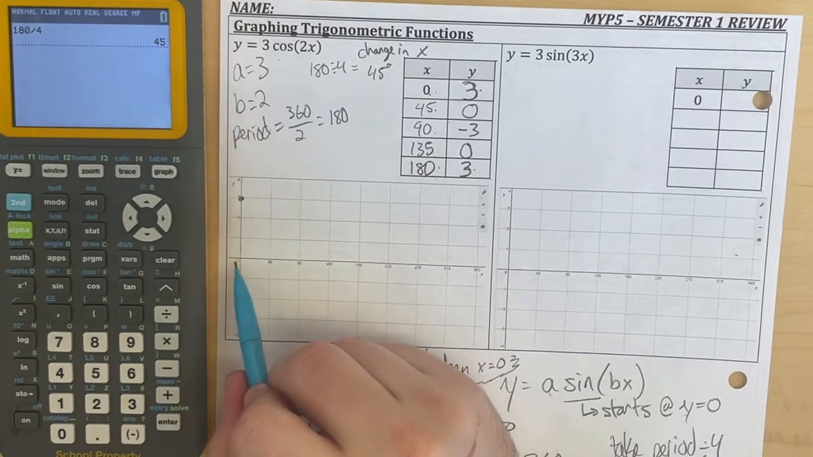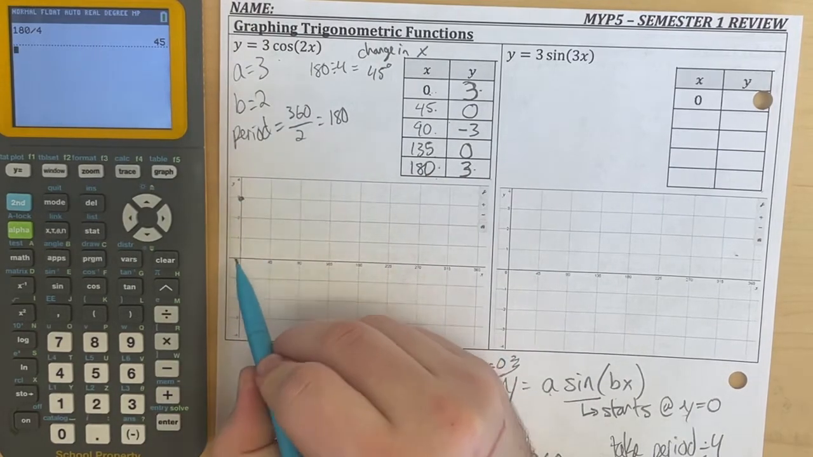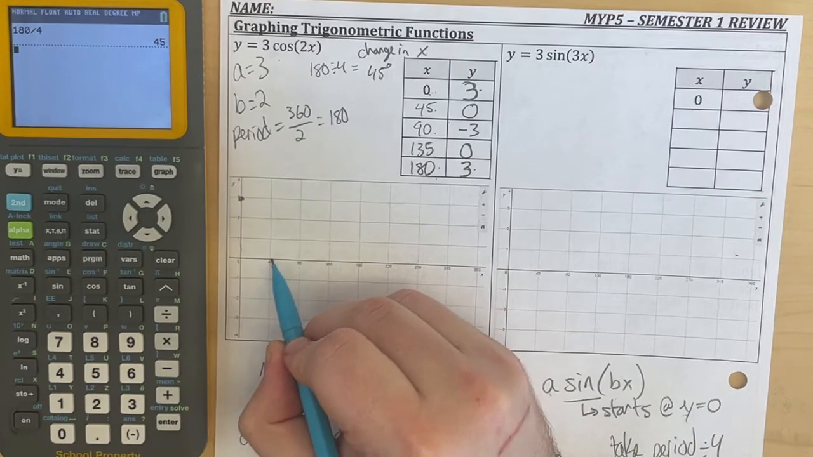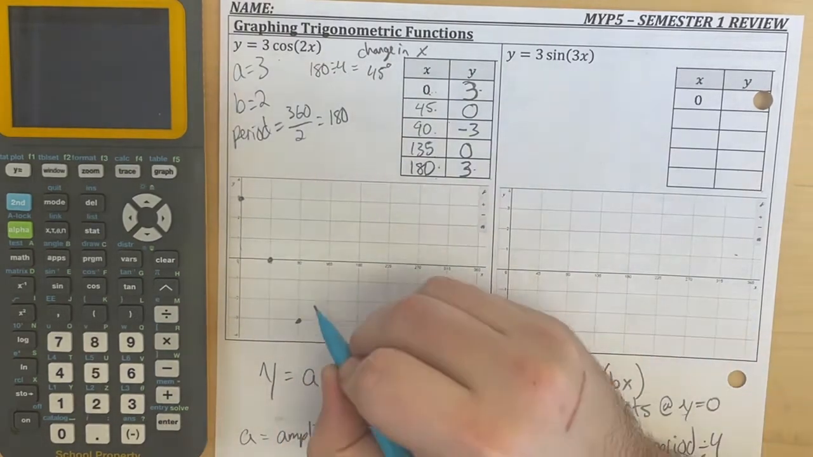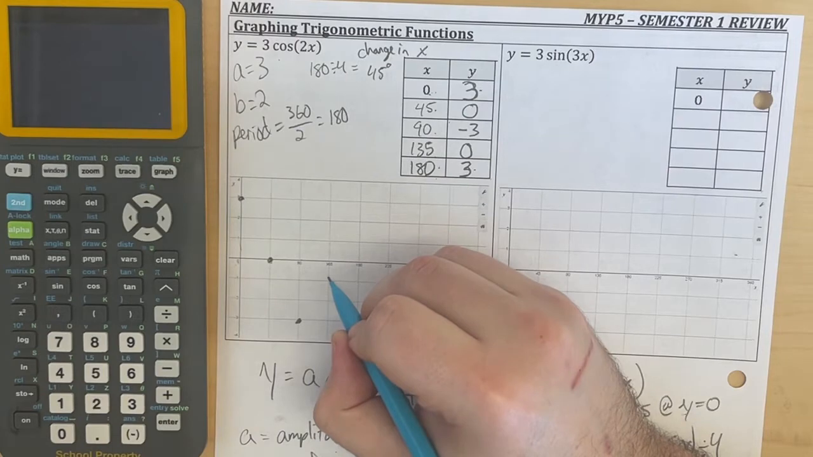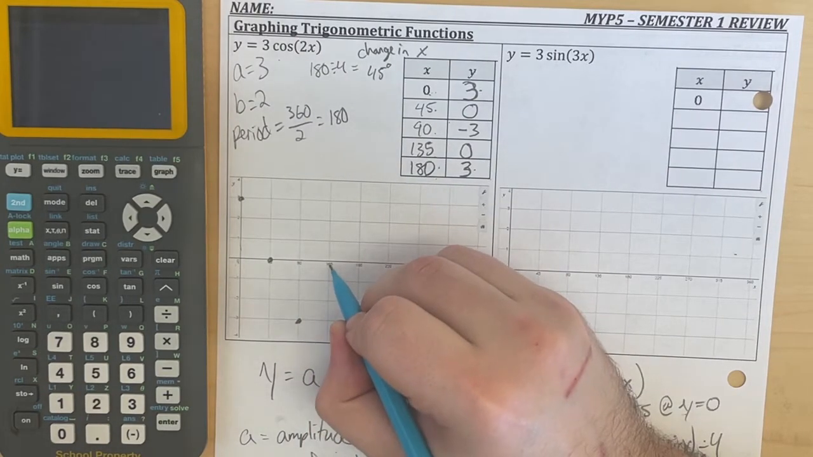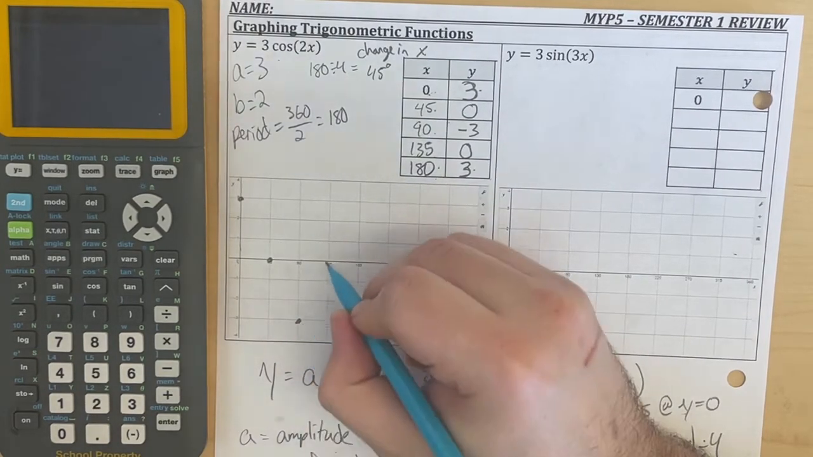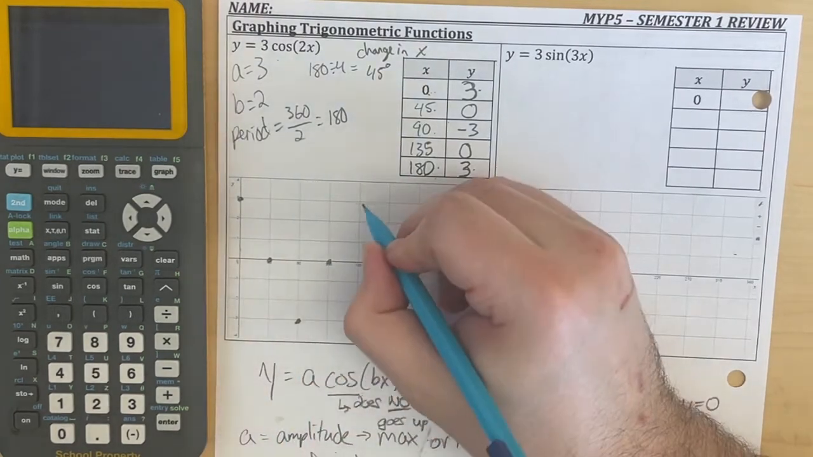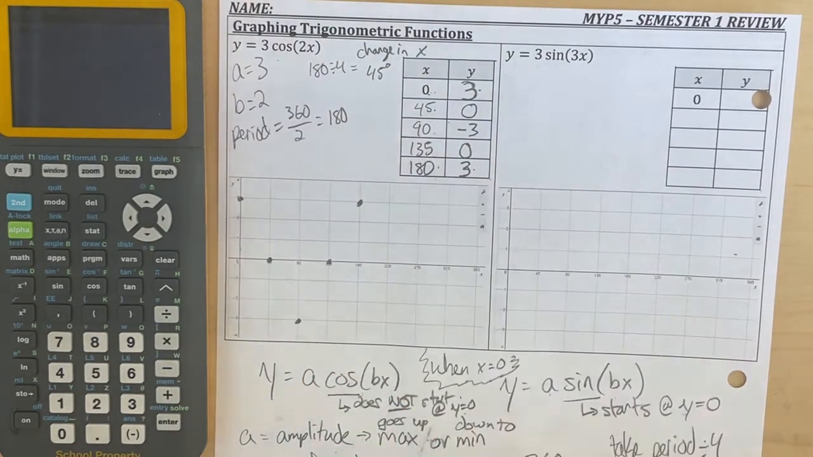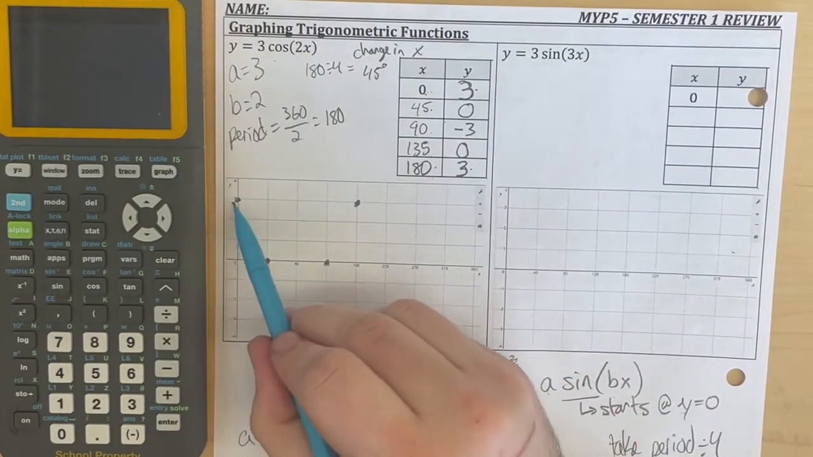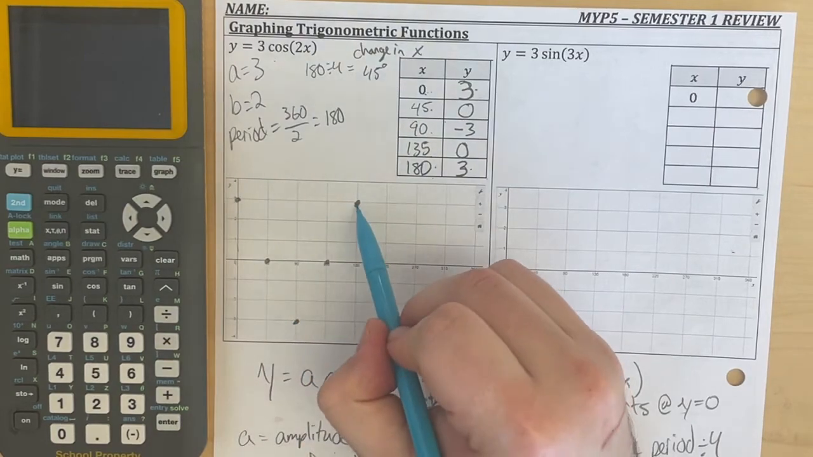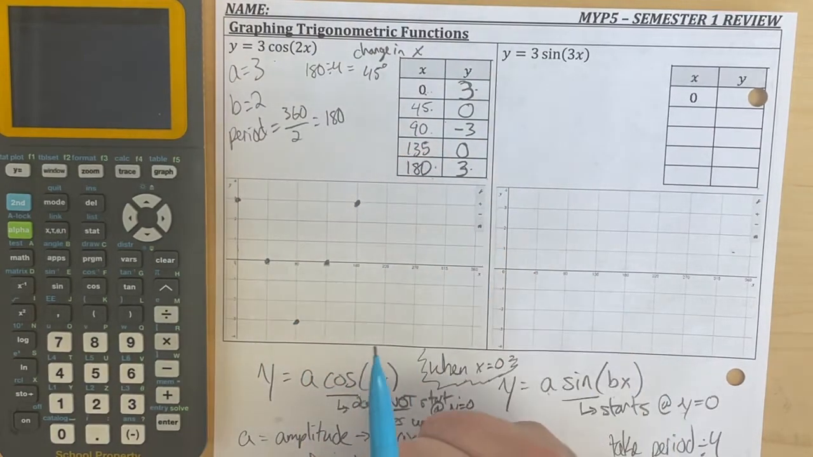So I have when x equals 0, y equals 3. When x equals 45, we have y equals 0. When x equals 90, we have negative 3. When x equals 135, there we go, y equals 0, and when x equals 180, we have positive 3. So notice how I have that, this is one rotation. We go from the max to the min, back up to the max. So that's one rotation.